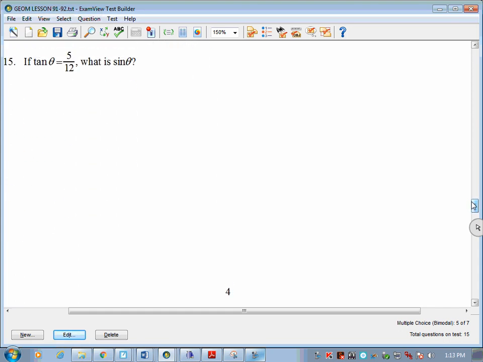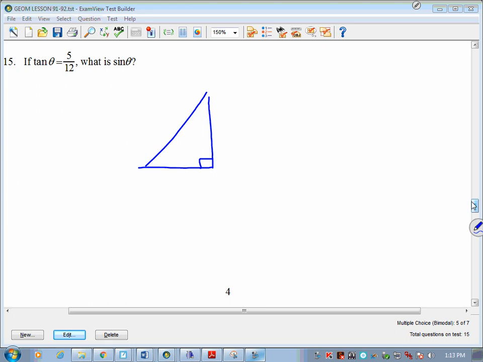If tangent theta is 5 over 12, what is sine theta? This one, I would probably start off with the triangle, okay? Because they're not giving me sine, asking for cosine, correct? Okay, so where do I put the 5? Where do I put the 12? Let's say 5 goes opposite, and 12 goes adjacent to it. Okay, so I still need to find the hypotenuse.